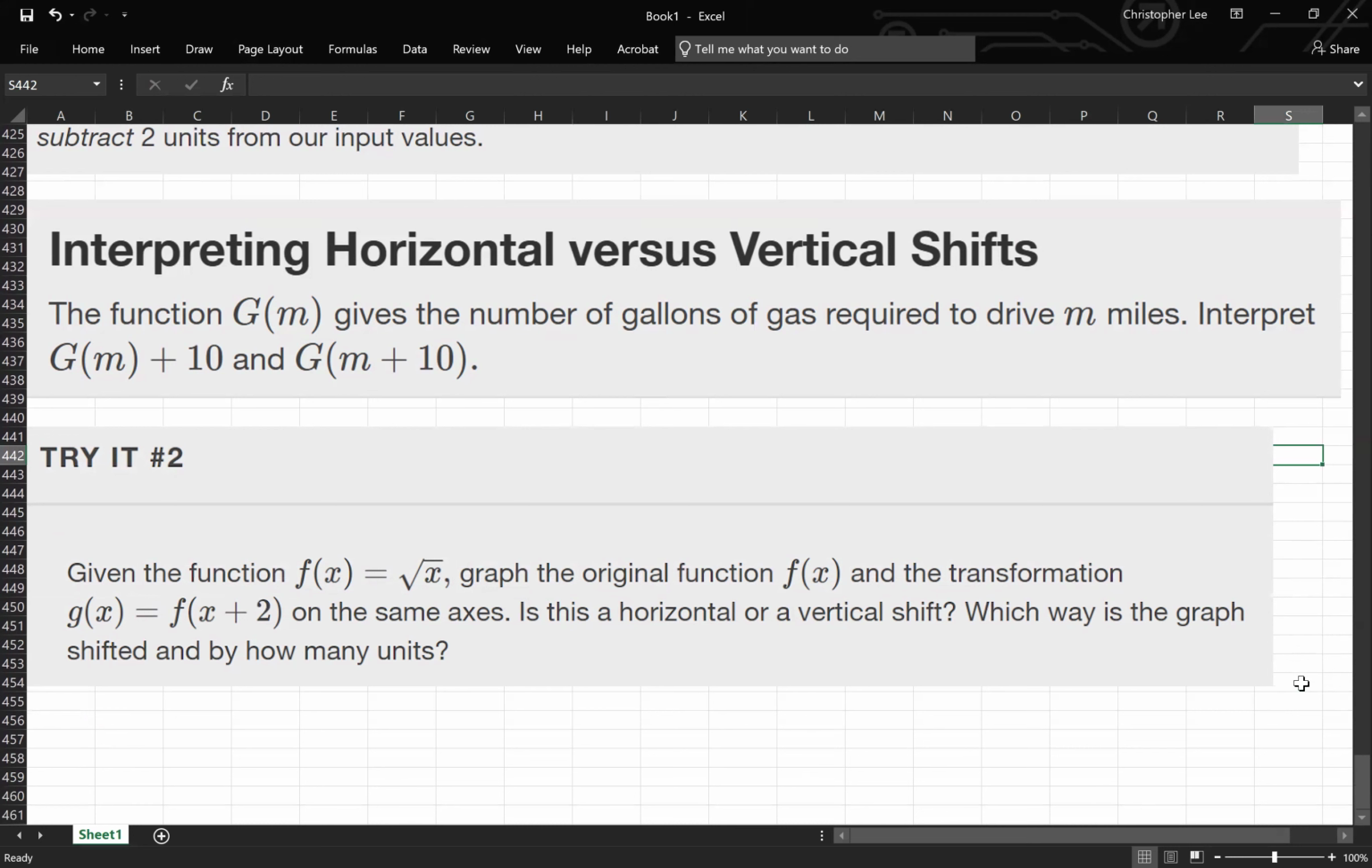All right, let's look at this one. Given that the function f of x is equal to the square root of x, it says graph the original function f of x, and the transformation g of x is equal to f of x plus 2 on the same axis. Is this a horizontal or vertical shift? And which way is the graph shifted and by how many units? All right. Without me even graphing it, tell me, what is this? It's going to be a horizontal or vertical shift.